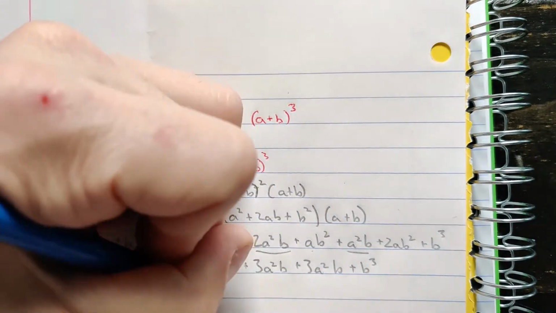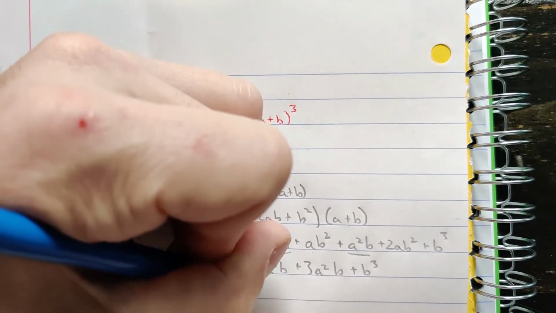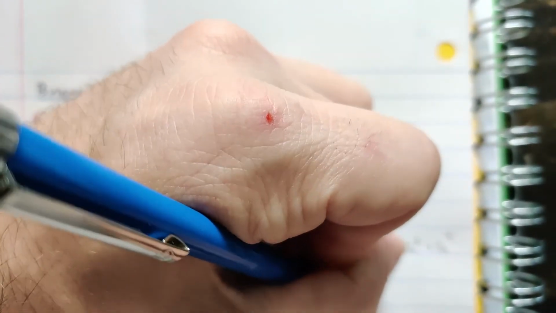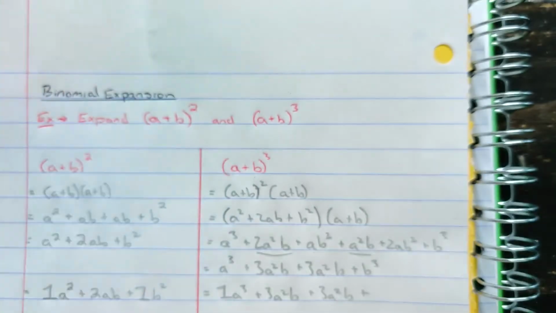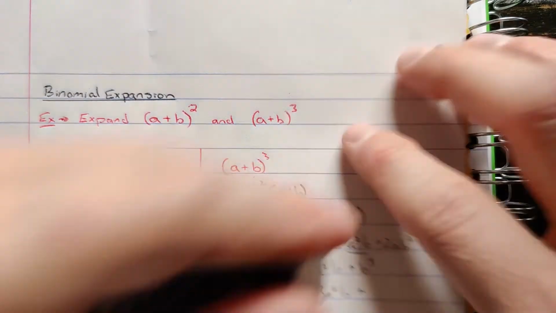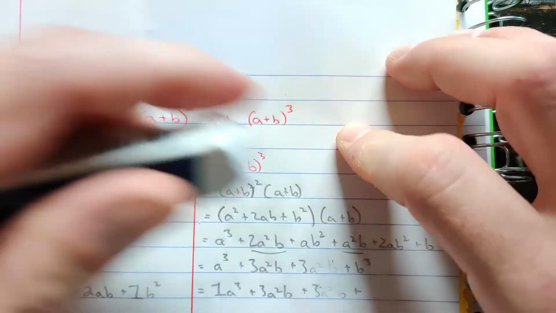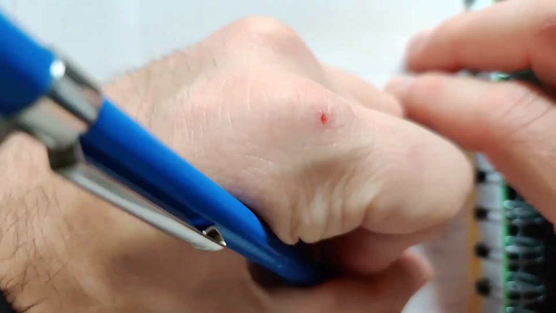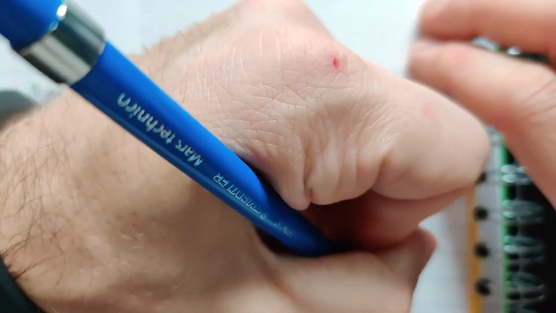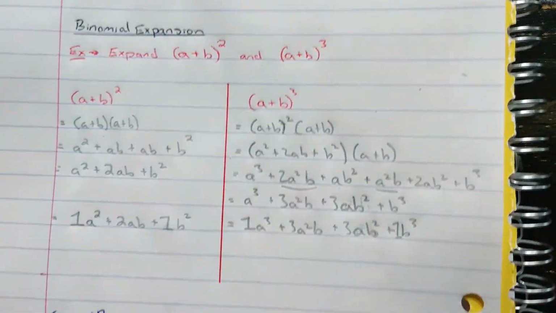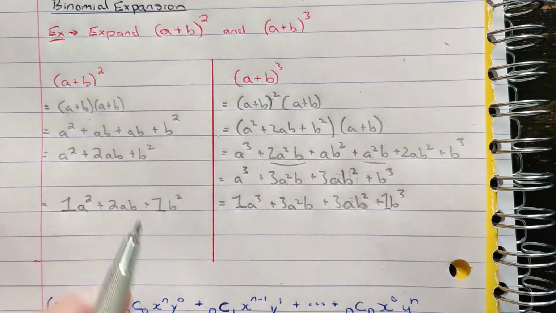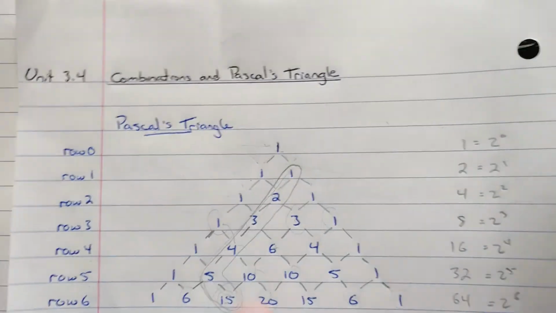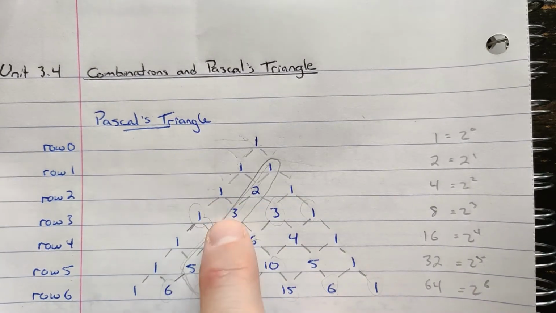And again, if I write it the same as down here, 1A cubed plus 3A squared B plus 3A squared B. That shouldn't be A squared. That should be B squared. My bad. B squared, AB squared, and B cubed. Now look at the numbers here. 1, 2, 1, 1, 3, 3, 1.